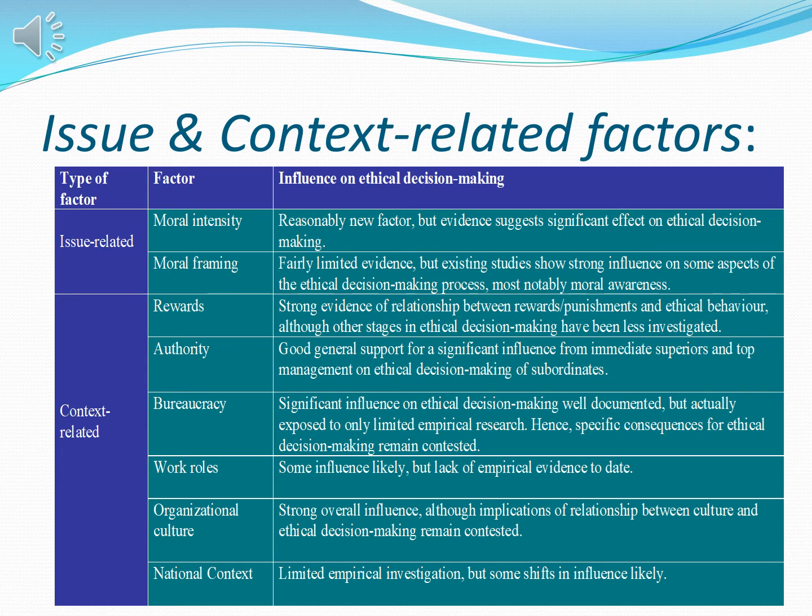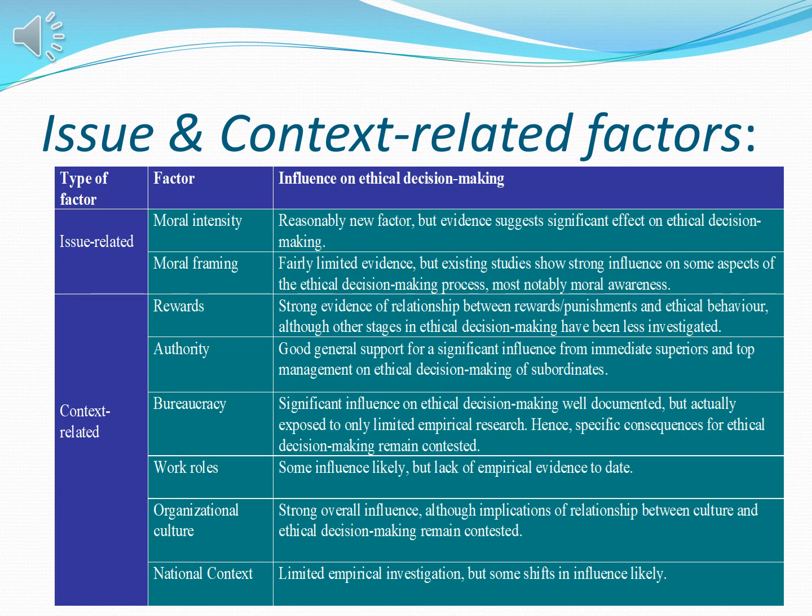Then the next is the context related factors. The first is reward: some strong evidence of a relationship between reward, punishment, and ethical behavior, although other stages in ethical decision making have been less investigated. Then authority: good general support for a significant influence from the immediate supervisor and top management on the ethical decision making of the subordinate. If you have authority, you have influence on the ethical decision making of your subordinate.